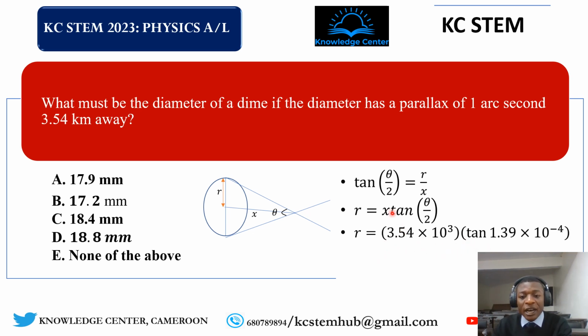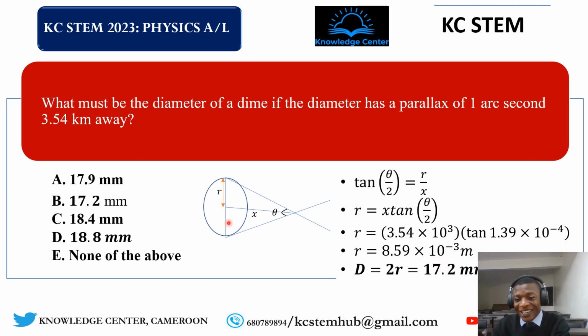So remember that our x is 3.54 times 10 to the power 3 because that's 3.54 kilometers. And then tan, our parallax there is 1 arc second. 1 arc second, remember that it's 2.78 times 10 to the negative 4. When you divide that by 2, because you have to divide that by 2, right? You would have 1.29 times 10 to the negative 4 degrees. So when you multiply these two out, you have 8.59 times 10 to the negative 3 meters. But remember that you're looking for the diameter of the dime, right? So that diameter now would be 2r, which gives you 17.2 millimeters. And that's actually right around the mark of the diameter of the American dime.